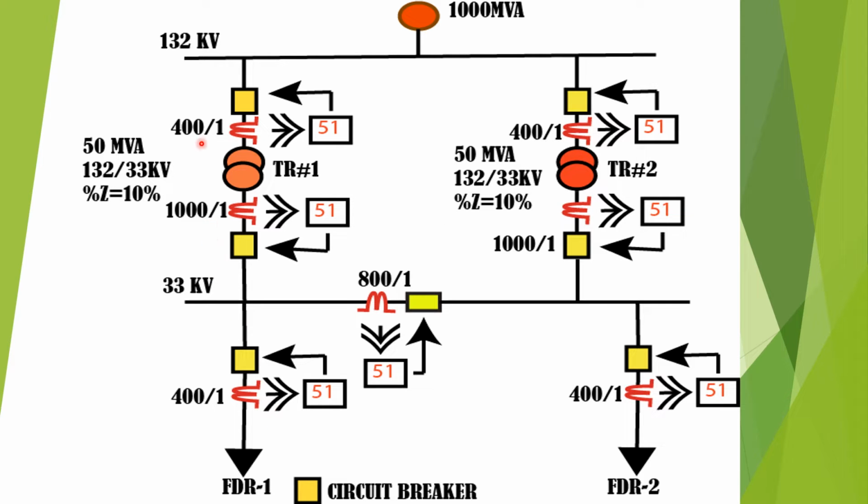So here the CT ratios for the HV side and LV side of the transformer are 400/1 and 1000/1. So from the CT secondary side, overcurrent relay is connected for the feeder, for the bus coupler, for the LV side of the transformer, and for the HV side of the transformer. So how the relay coordination is done for the overcurrent relay, I will discuss in this lecture.